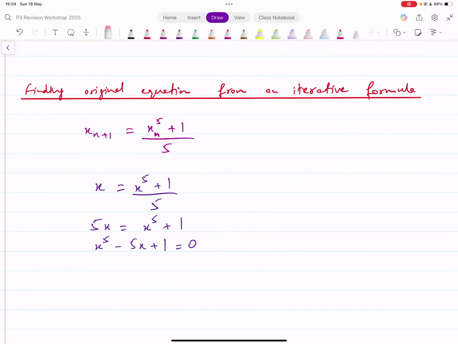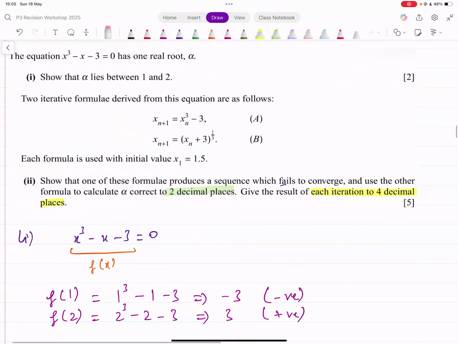Okay, so you need to be able to do both ways. If you have the equation given, you should be able to find the iterative formula. If you have the iterative formula given, you should be able to find the equation that it comes from. Let's look at this example.